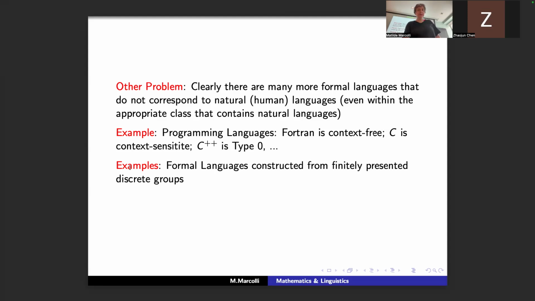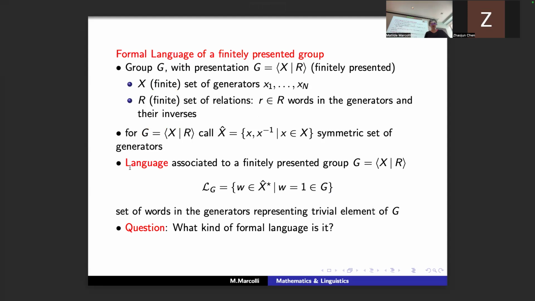In particular, for example, a lot of programming languages can be treated as formal languages. But you can also get formal languages, and I'll talk about this more in a moment, from an arbitrary finitely presented group. If you have a discrete group with a certain presentation in terms of generators and relations, you can look at the set of words in the generators that are the identity in the group. Okay, and that is a language. This is a family of words in the alphabet given by the generators of the group, and you can ask questions about what type of formal language this is.